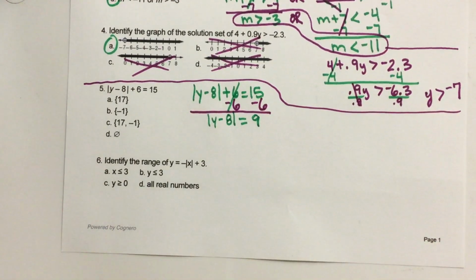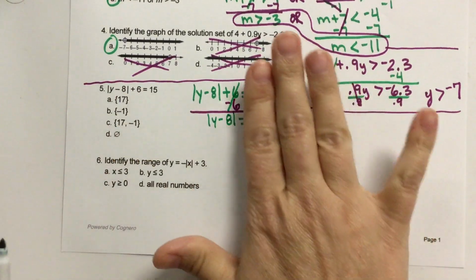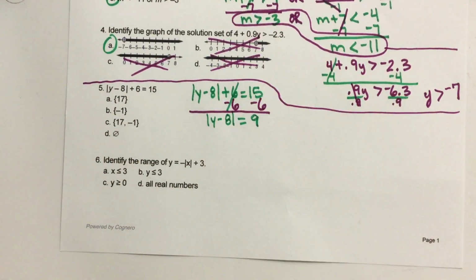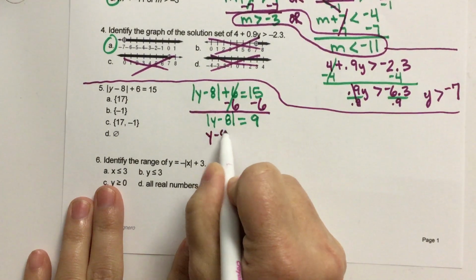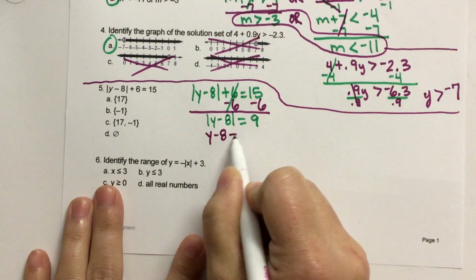Okay, now that the absolute value bars are by themselves on one side of the equals, I'm ready to write my 2 equations. So I take exactly what's in here and I recopy the equals 9.